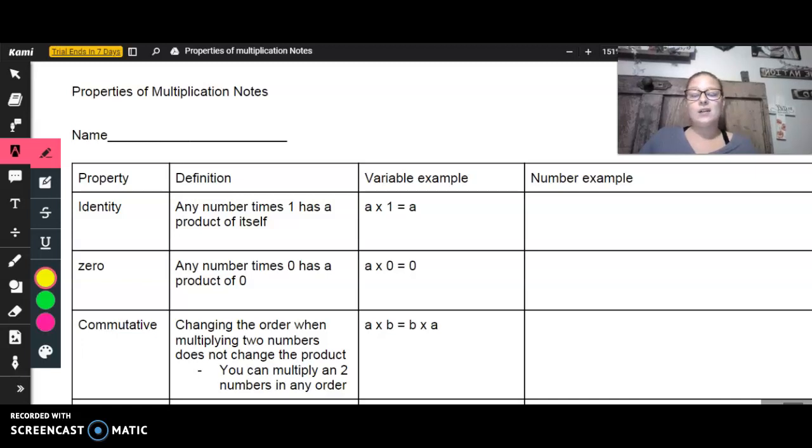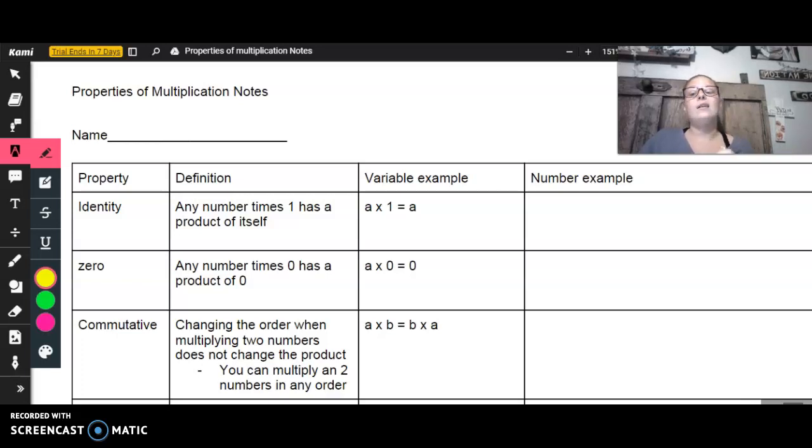First we're going to talk about the identity property. What is the identity property? This means that any number times 1 has a product of itself. Product, remember, is the answer to our multiplication problem. Just like an answer to an addition problem was a sum, the product is the answer to a multiplication problem.